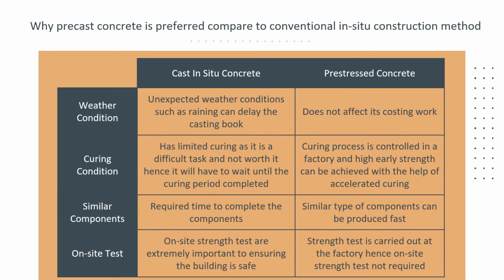Next, pre-stressed concrete is made in a controlled production in the factory, where the weather conditions have zero effect during the production. Therefore, the curing process is controlled and early strength can be achieved compared to cast in situ concrete. The production in the factory can produce similar type of components in fast rate. Also, in the factory, the strength test will be conducted so that the test does not require to do on site.